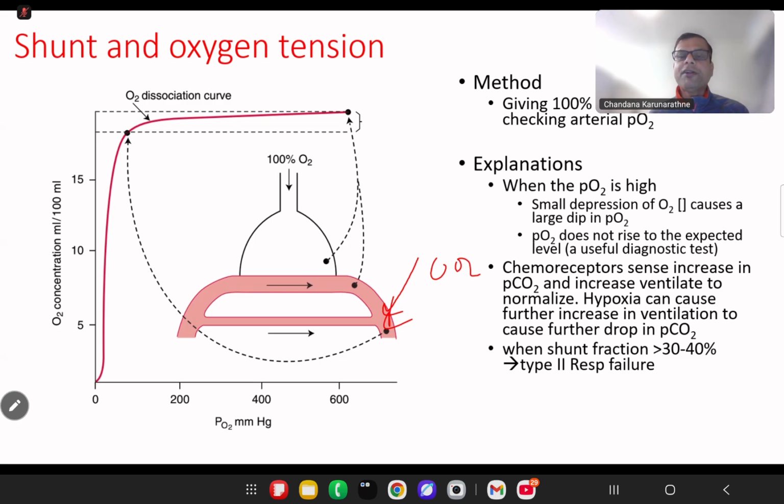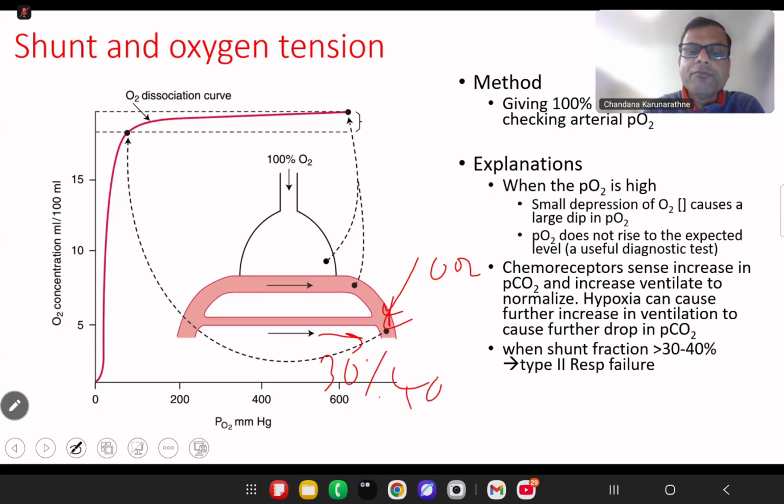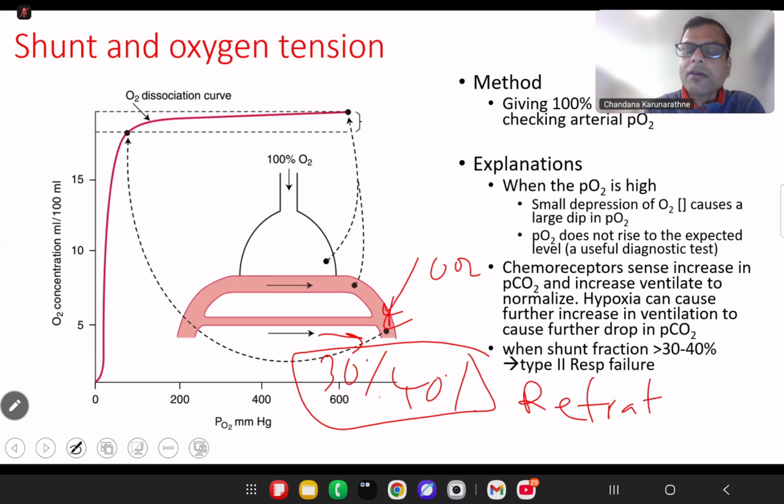If you hyperventilate, you can get a normal carbon dioxide, but if the shunt is too large, probably 30% or 40%, this is where it becomes refractory hypoxia and respiratory failure. So this is too big. Even if you hyperventilate, you're still adding a lot of carbon dioxide into the arterial blood. The shunt is too big.